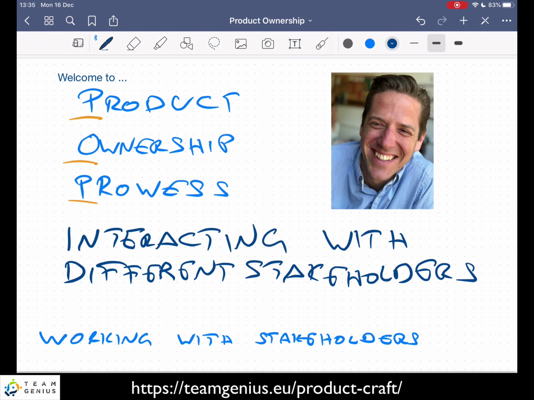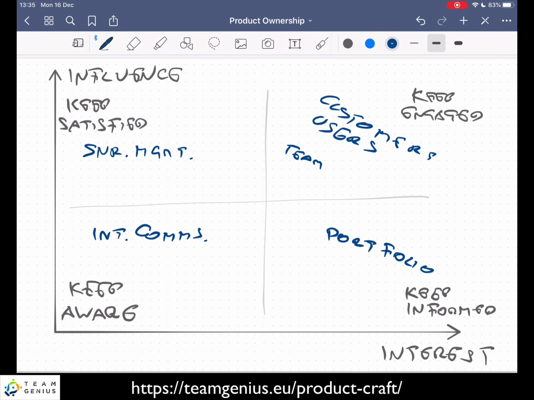In this chapter, covering working with stakeholders, we're now looking at interacting with different stakeholders. Now, we've already mapped our stakeholders, and now we can work out how to interact with them over the course of multiple sprints. Now, we have several options here.